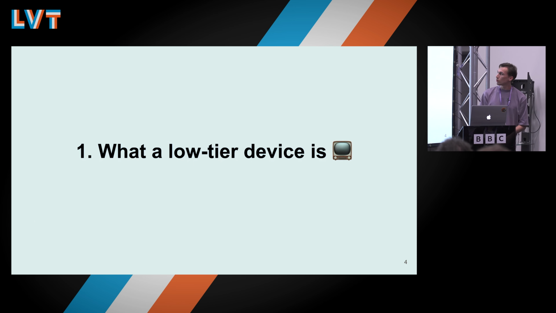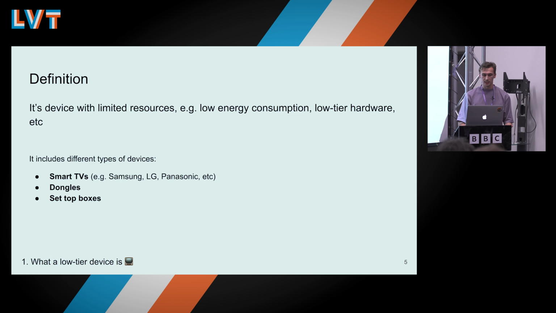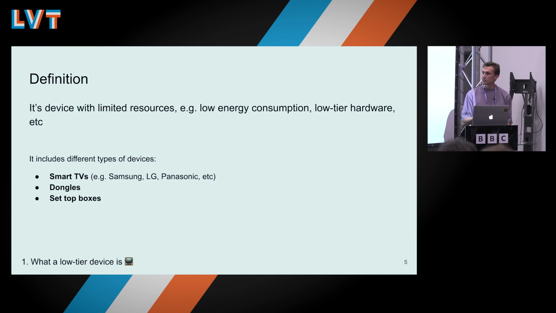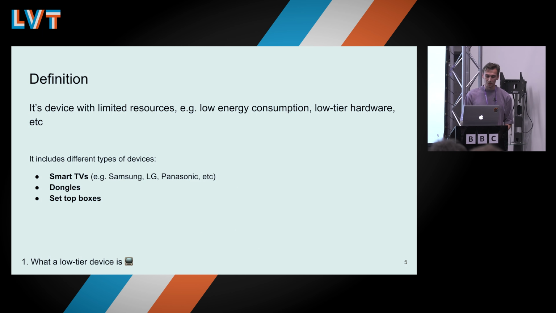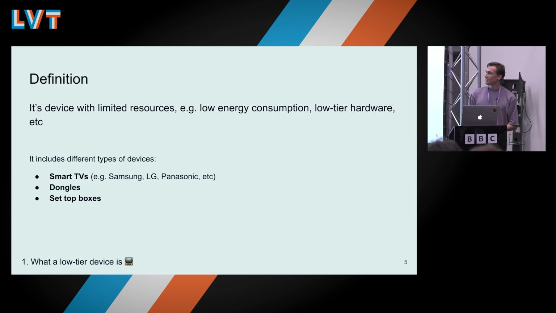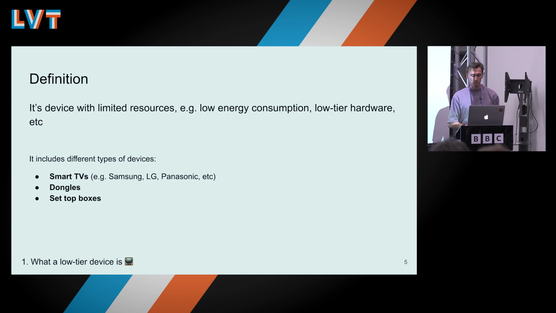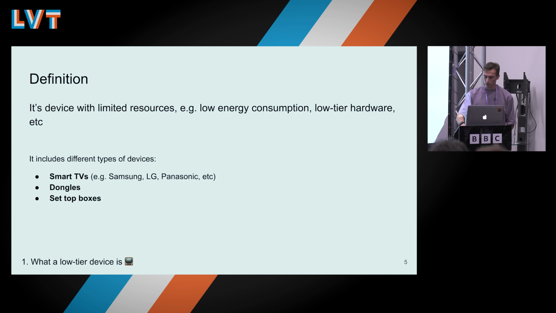Let's start with low-tier devices. For me, a low-tier device is basically a device with limited resources, either limited RAM or small hard drives. Basically something with low-tier hardware. And it may include different types of devices, for example smart TVs, dongles, set-top boxes.